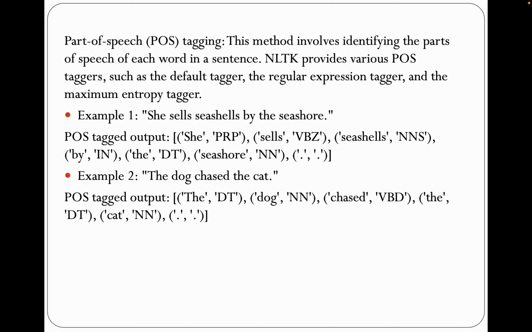Here we see she is a personal pronoun, PRP tagger, and sells is a verb, third person singular present, VBZ tagger, and seashells is a noun in the plural form, that is called NNS, and by is a preposition which is called IN, and the is a determiner, so it is called DT tagger, and seashore is a noun, so it is called NN.